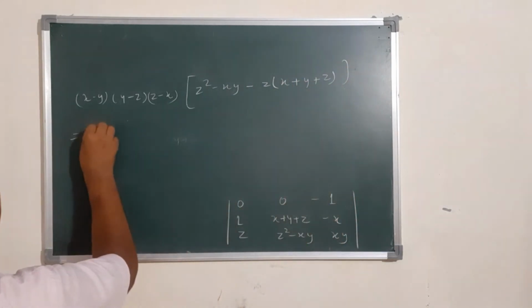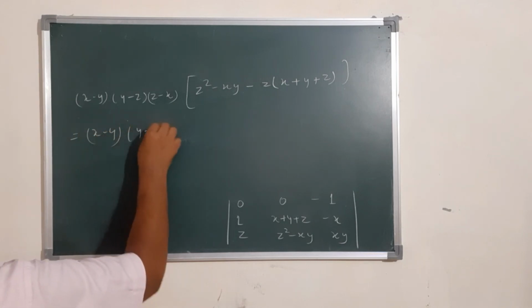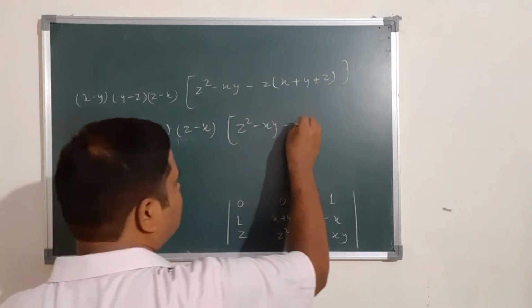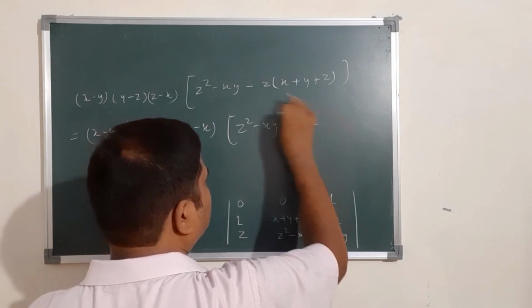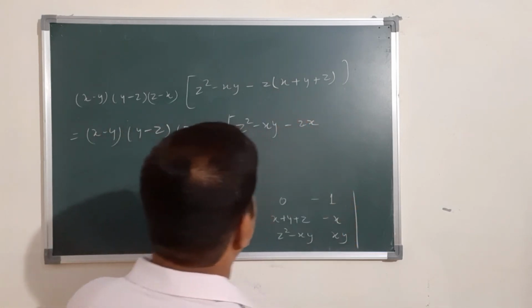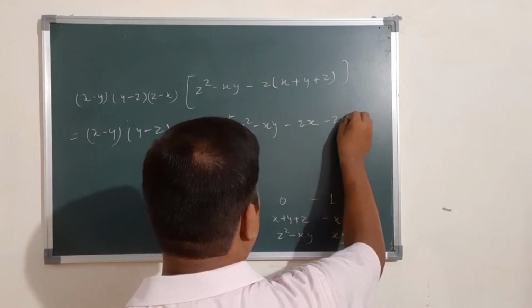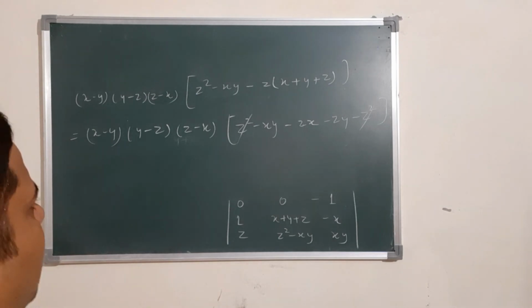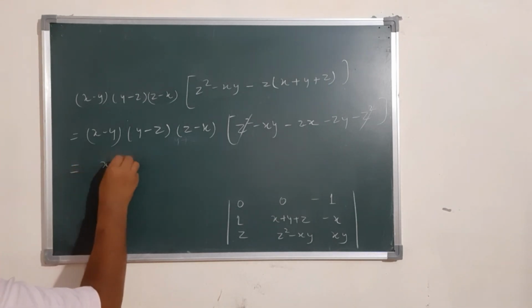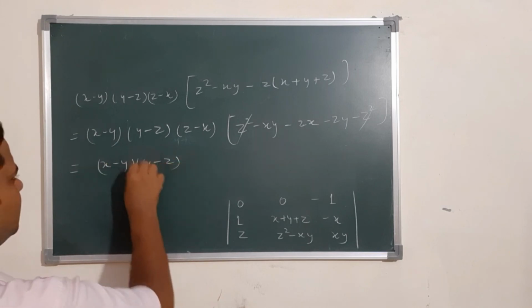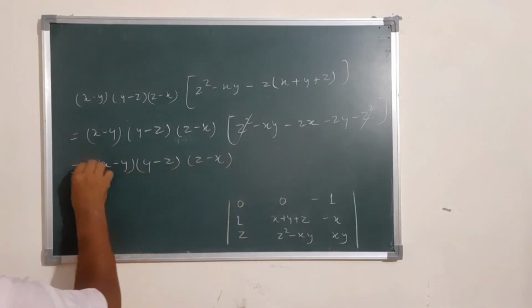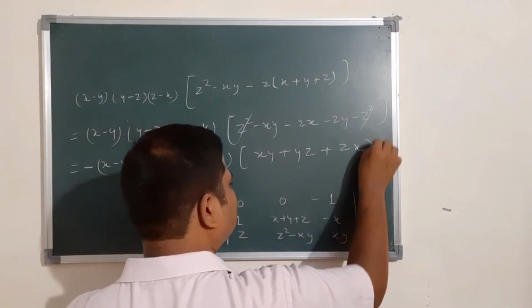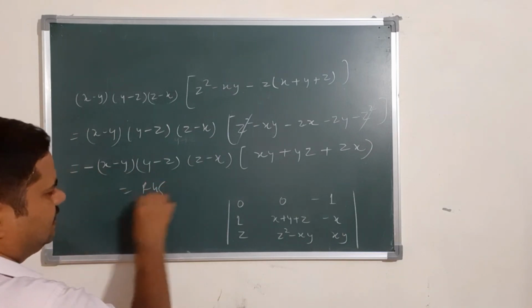So we'll have x minus y, y minus z, z minus x. This is z square minus xy minus zx minus zy minus z square. This is cancelled out, and this is x minus y, y minus z, z minus x. If we take minus whole common, then this is xy plus yz plus zx. So this is your RHS.